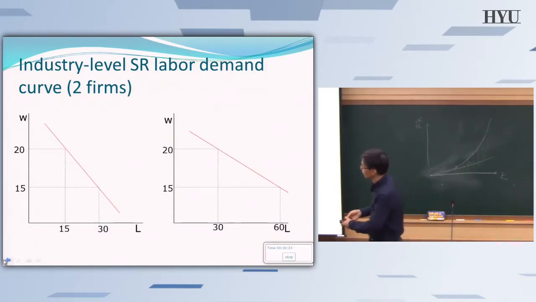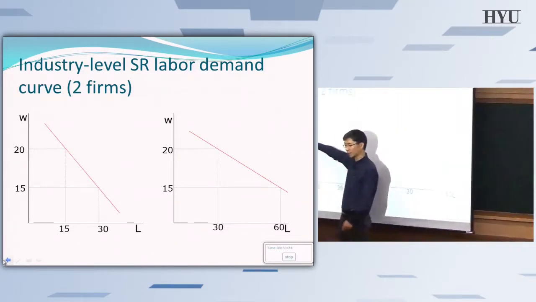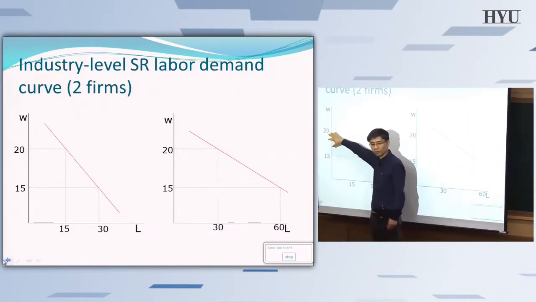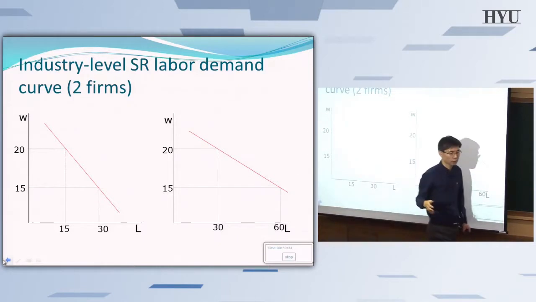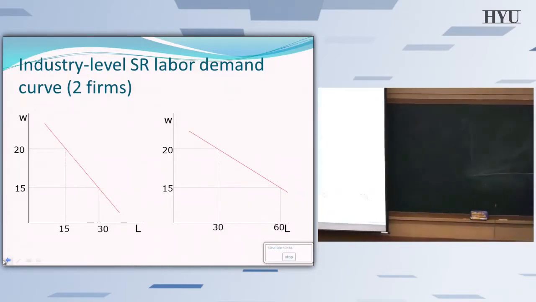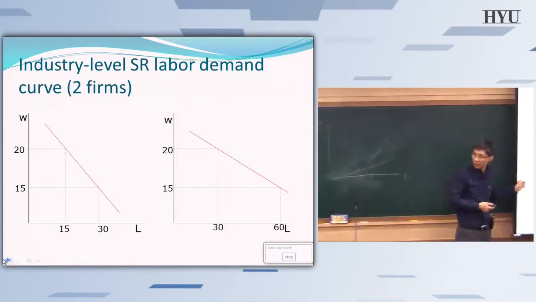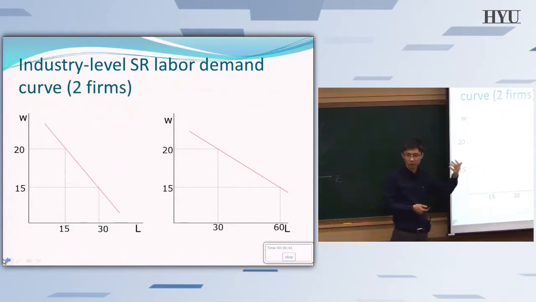Think of this. The wage is $20, and the two firms hire 15 each, so we have 30 workers. That's the starting point. But let's assume that now the wage falls to $15. Then not only one firm makes more hires, every firm makes more hires. Since every firm makes more hires, the VMP will drop. The VMP curve will shift to the left.